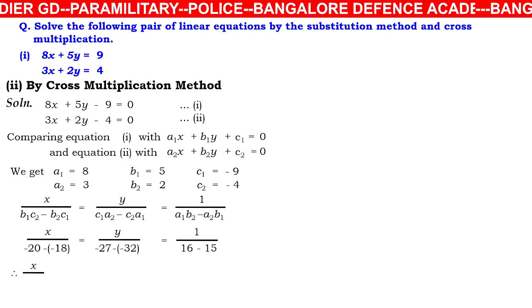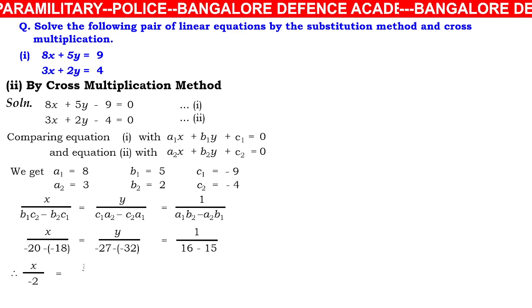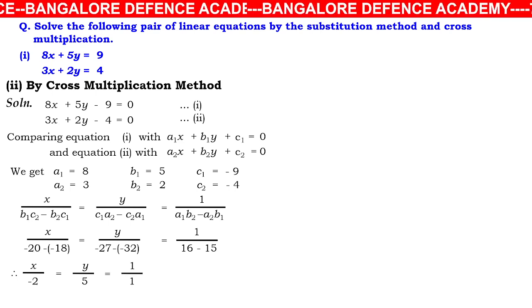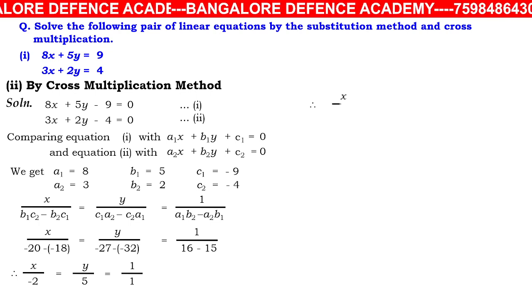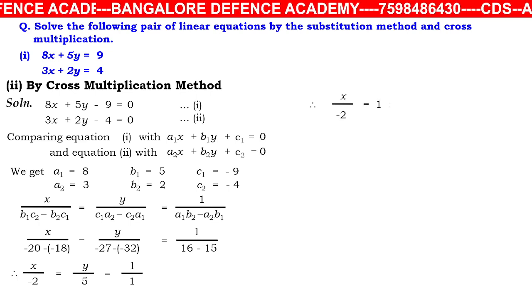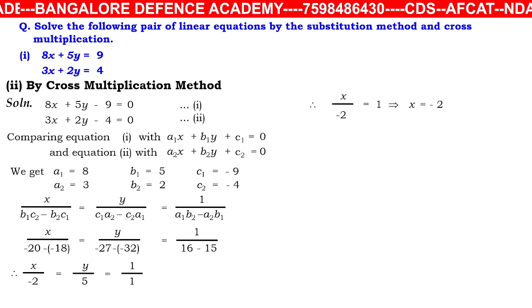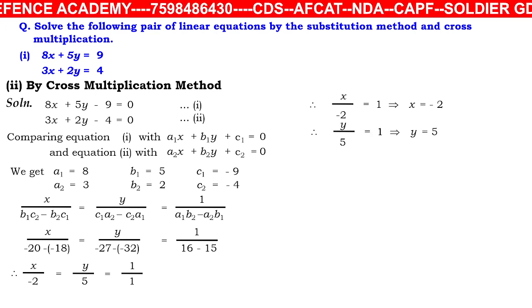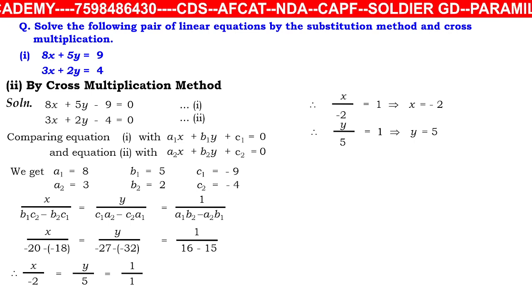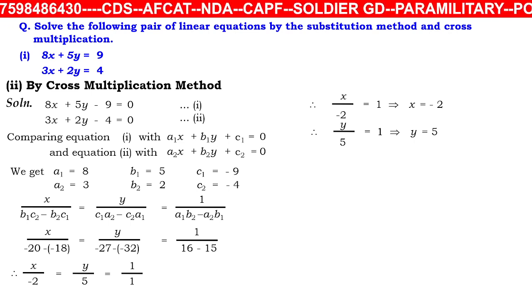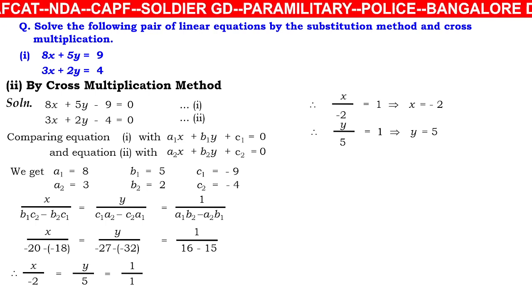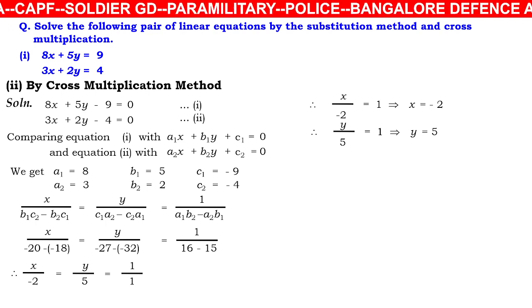Now if you solve, this is x divided by minus 2, y divided by 5 and 1 divided by 1. Now you take the equations: x by minus 2 is equal to 1, that is x is equal to minus 2, and y by 5 is equal to 1, that is y is equal to 5. So I directly get the answer, x is equal to minus 2 and y is equal to 5. This is how I am going to solve for the values of x and y with the help of the cross multiplication method. Let us try to solve a few more questions.